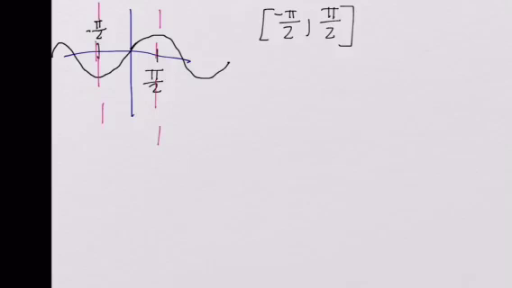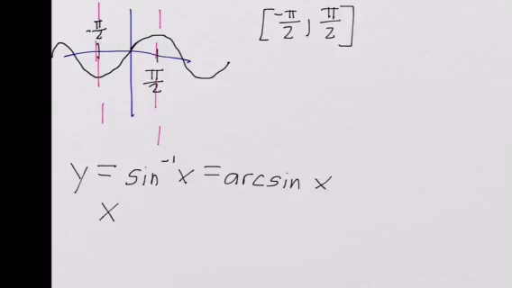So we can say y equals the inverse sine of x. Be careful that negative 1 there is not an exponent. It's indicating undoing the function, or inverse function. You will also occasionally see that written as arcsine of x.